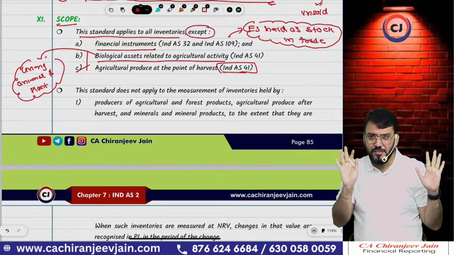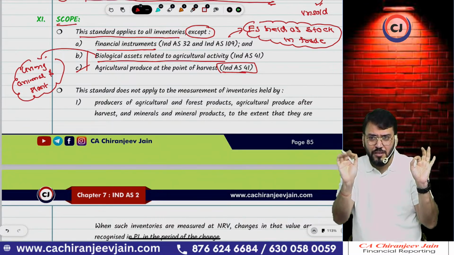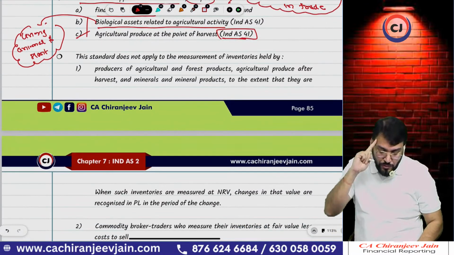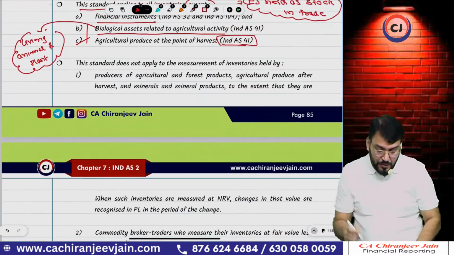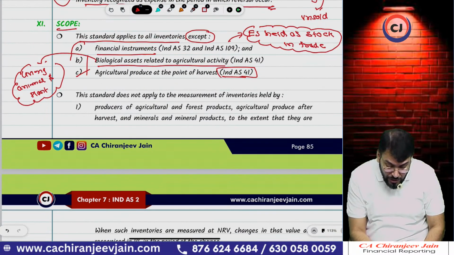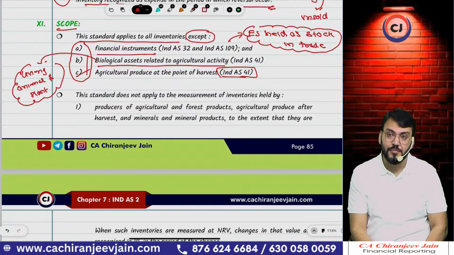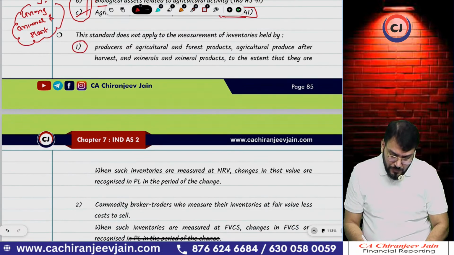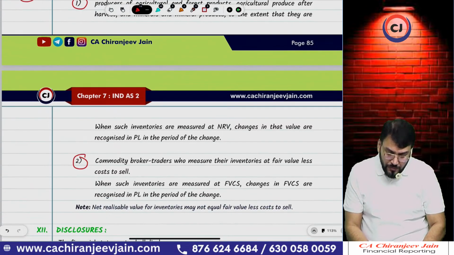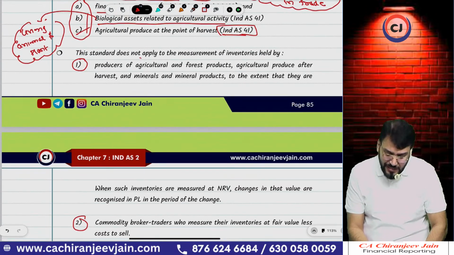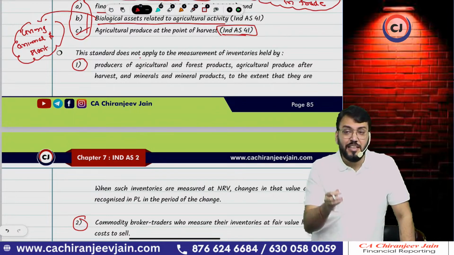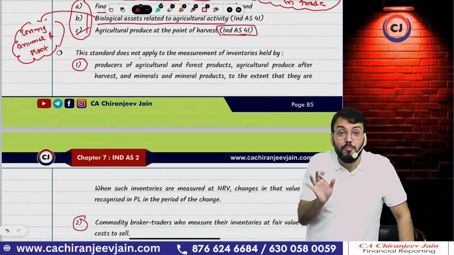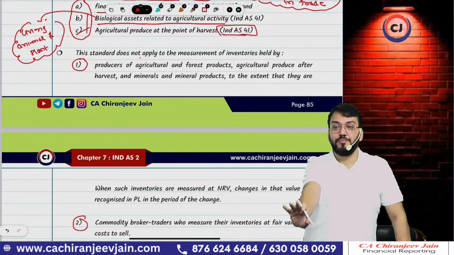Are you getting what I am saying? Whenever I say fair value, you think about the market. These are totally scoped out from what? Ind AS 2. But there are two points they have given, for which Ind AS 2 will not be applicable for measurement purpose.